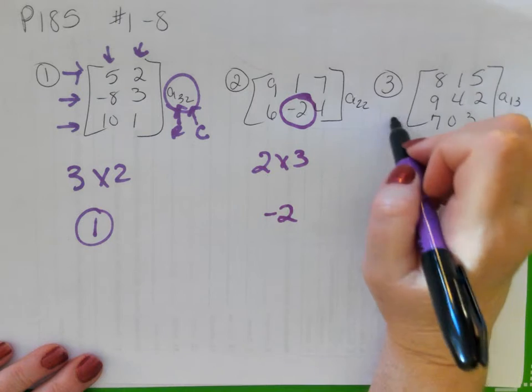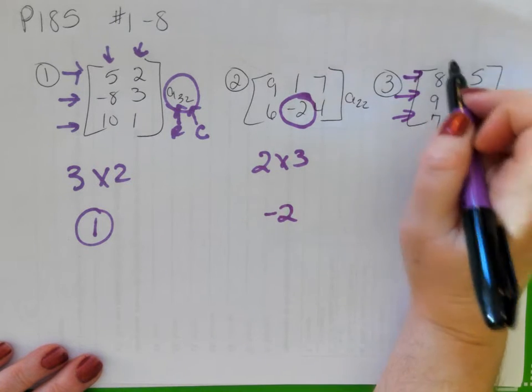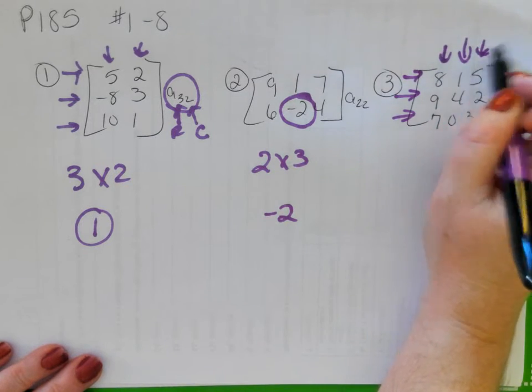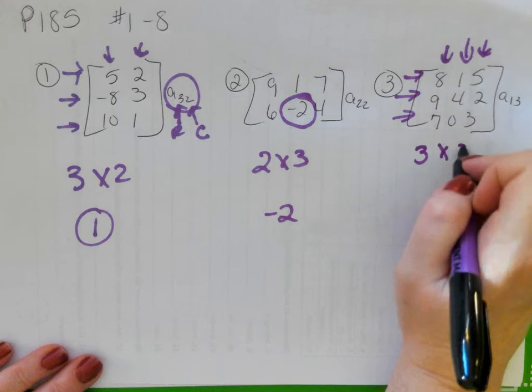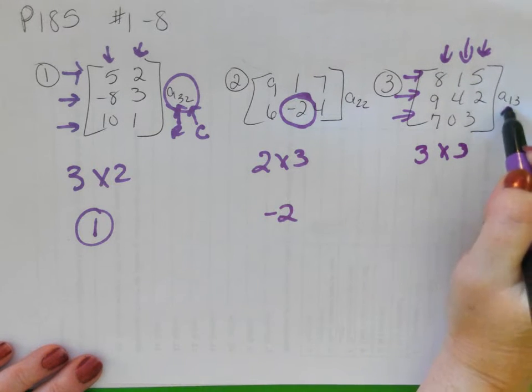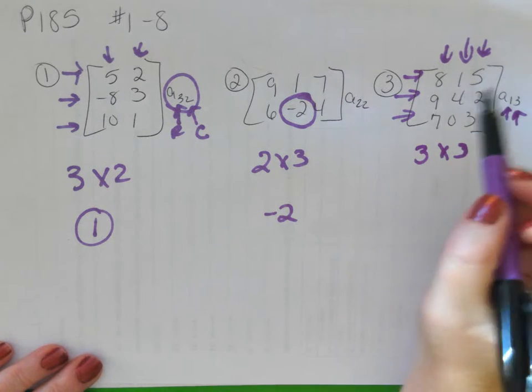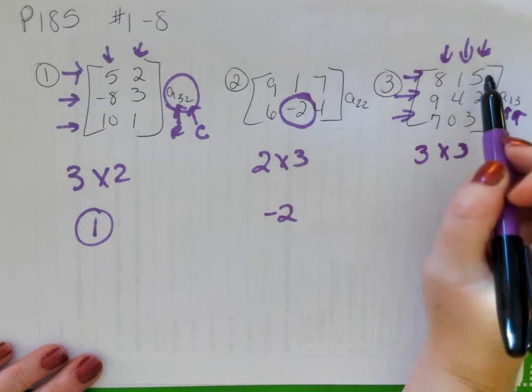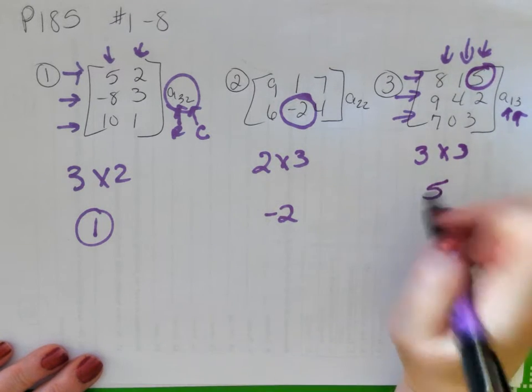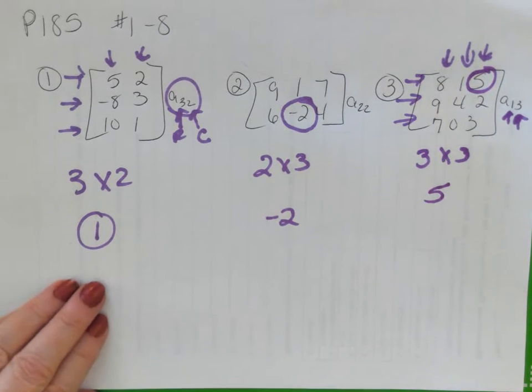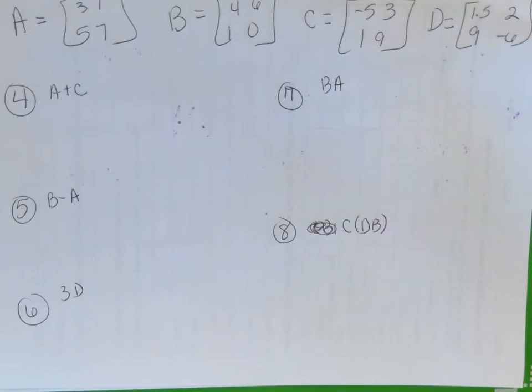This has 3 rows and 3 columns, so it's a 3 by 3. This one says what's in the first row, the third column. First row, third column. Looks like a 5. Okay, moving on.